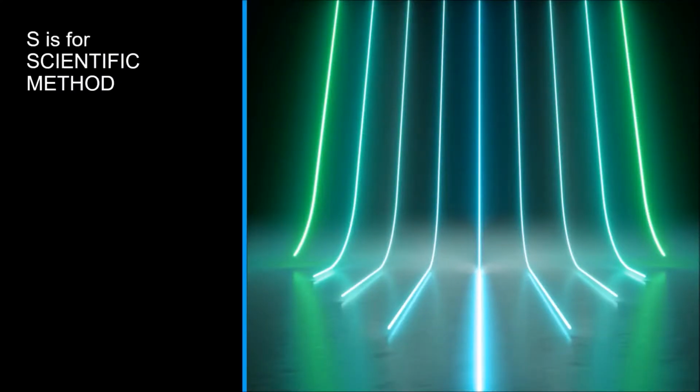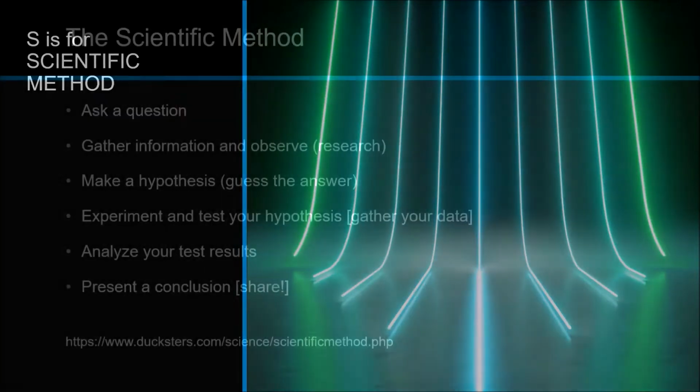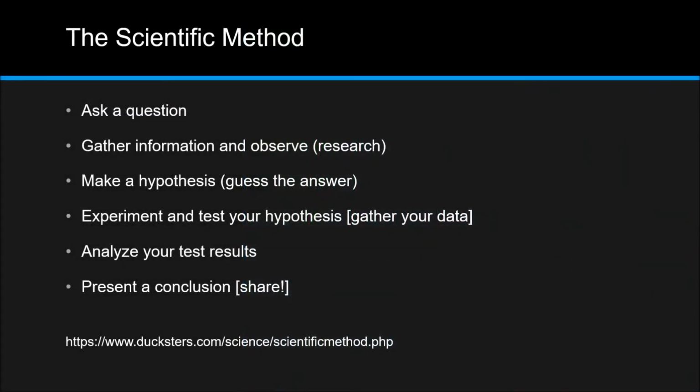S is for scientific method, first and foremost. What is a scientific method? It's the method that all scientists use, no matter what kind of science they're doing. First, you ask a question. Then you gather information and observe or do research about your question. Then you make a hypothesis. That's a guess about the answer based on what you already know.